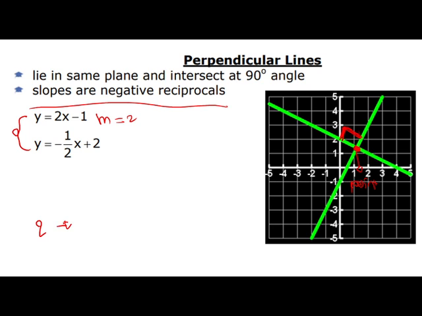So, 2 is a positive number. So, kabaliktaran ni positive will be negative. And then, reciprocal of 2, that will be 1 half. Tignan natin kung negative 1 half ang slope ng second equation. So, we have here, y is equal to negative 1 half x plus 2. So, our slope will be negative 1 half. So, are they the same? Yes. So, the slopes are negative reciprocal. So, therefore, the two lines are perpendicular. So, yun lamang po ang titignan ninyo.